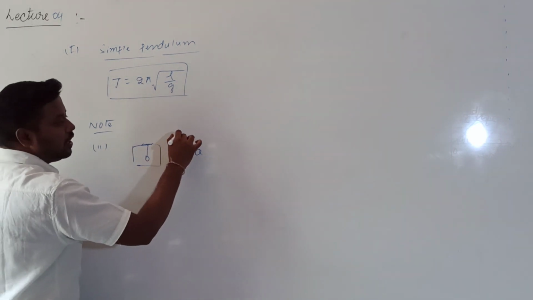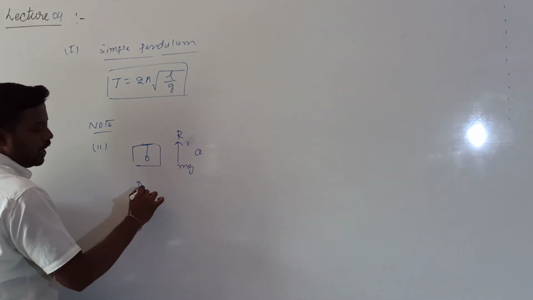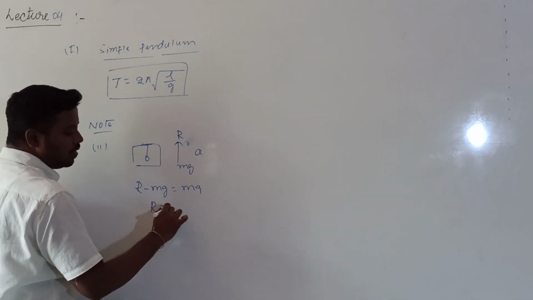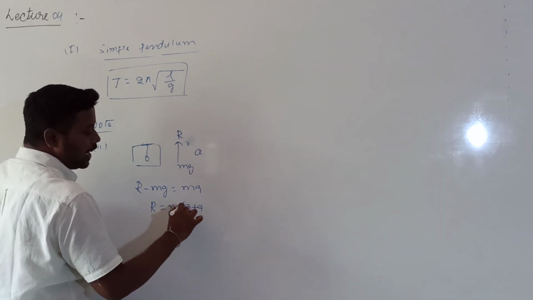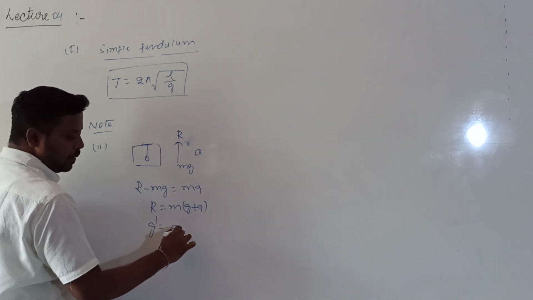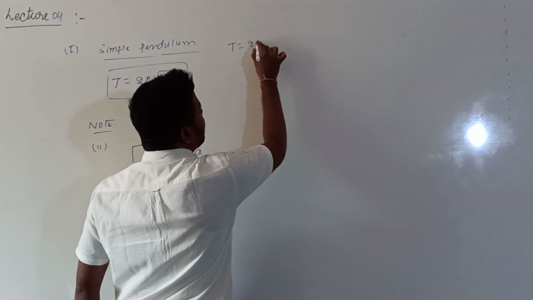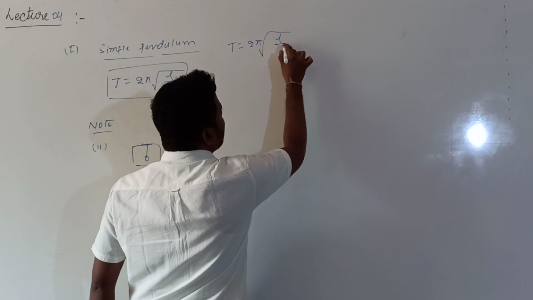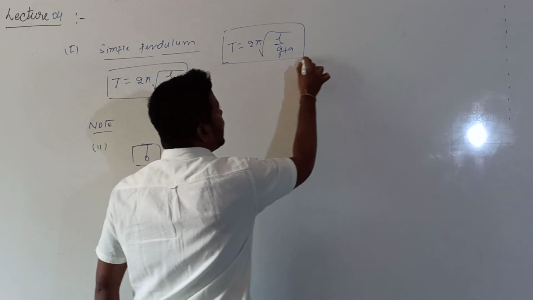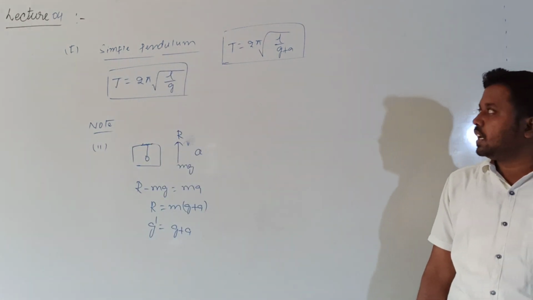When the lift is accelerating upward, the normal reaction is R and the weight is mg. According to Newton's law, R minus mg is equal to ma, so R is equal to m into g plus a. The resultant acceleration due to gravity, g dash, is equal to g plus a. So what will be the expression for the time period? T is equal to 2 pi into root over L divided by g plus a. This is the expression for the time period whenever the pendulum is attached to a lift which is accelerating vertically upward.